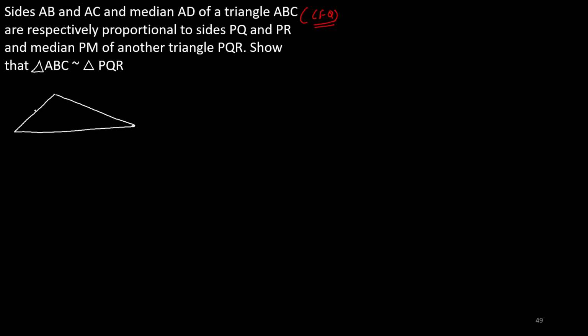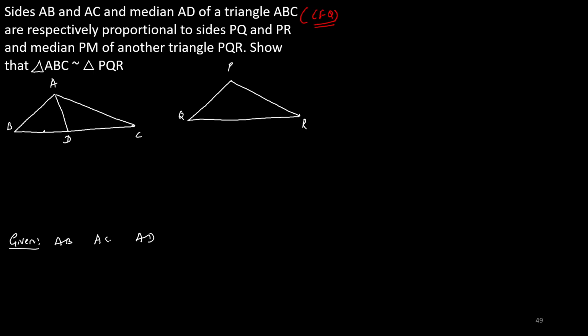So triangle ABC, this is triangle A, B and C, and there is one more triangle, which is triangle PQR. This is another triangle PQR. Okay, so what is given over here, children? It is given to you that AB, AC and AD. What is AD? AD is the median. Median means D is the midpoint. Here again, PM is the median, so this is again a midpoint.